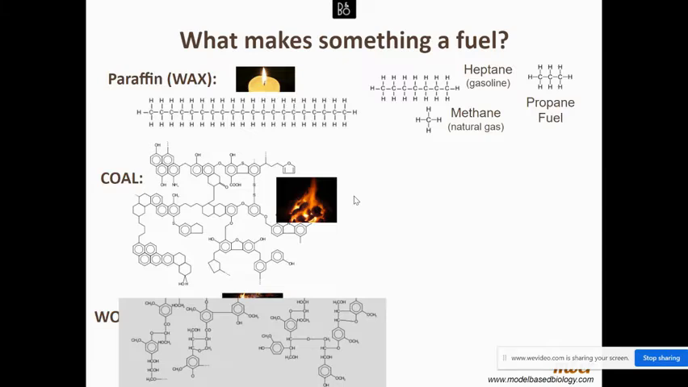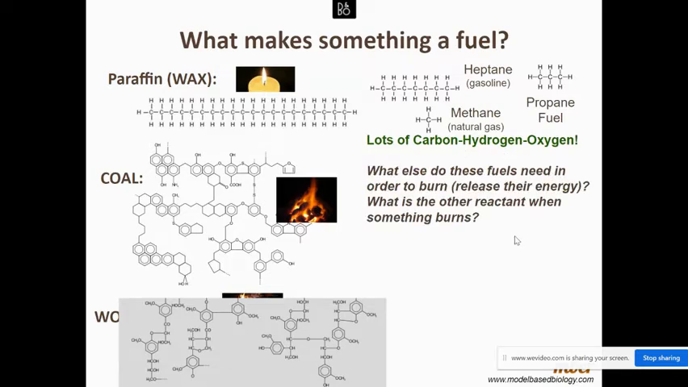So what is it that makes something a fuel? Here's paraffin wax. We broke it down molecularly into those chemical compounds: look at all these carbons and all these hydrogens. If we look at heptane, which is a gasoline, again, carbons, hydrogens. Methane, a natural gas, carbon, hydrogens. Propane, fuel, carbons, hydrogens. If you look at, I think this one is wood, there's some oxygens, but all these rings are carbons, carbons, carbons, hydrogens, hydrogens, hydrogens. So what is it that makes something a fuel? There's lots of carbon, hydrogens, and then some oxygens.